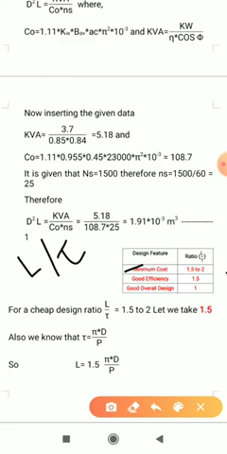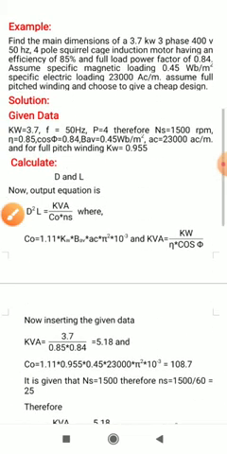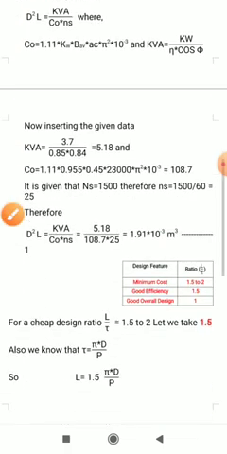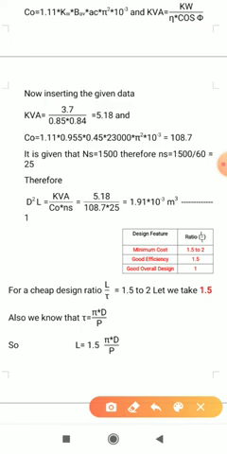Efficiency, if you want to design for a good efficiency, then its value is 1.5, and for a good overall design, its value is 1. But in this example it is asked that we need to find the main dimensions to give the cheap design. Cheap design means a minimum cost design, and you can see here the value of the ratio L by tau for the minimum cost or the cheap design is in between 1.5 to 2. So you can choose either 1.5 or 2, or you can choose a value between 1.5 to 2 like 1.6, 1.7 or like that.